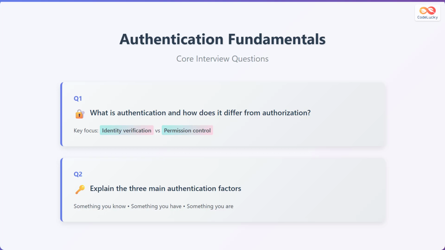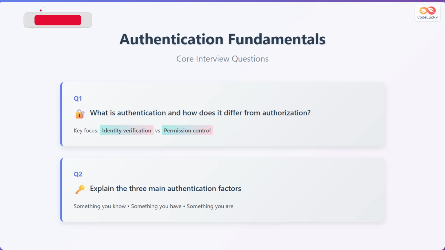Let's start with authentication fundamentals. The first common question is, what is authentication and how does it differ from authorization? Authentication is the process of verifying user identity, while authorization controls what resources a user can access after being authenticated. Think of authentication as proving who you are and authorization as determining what you're allowed to do.